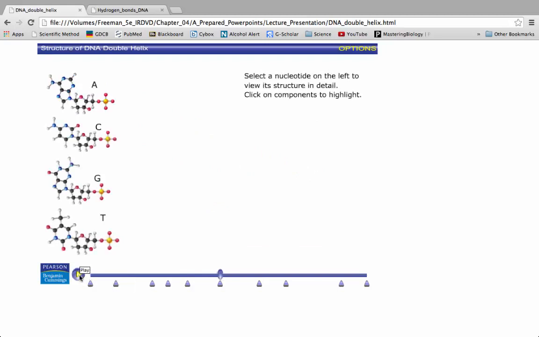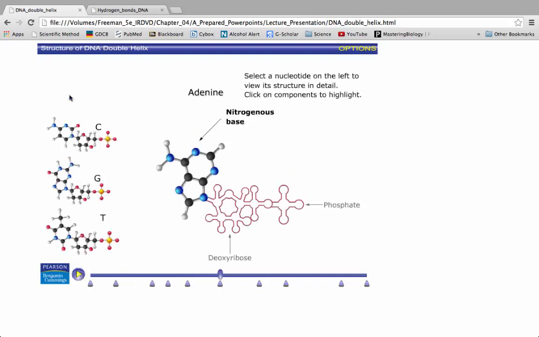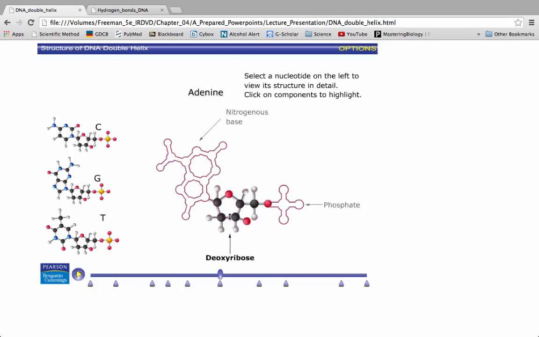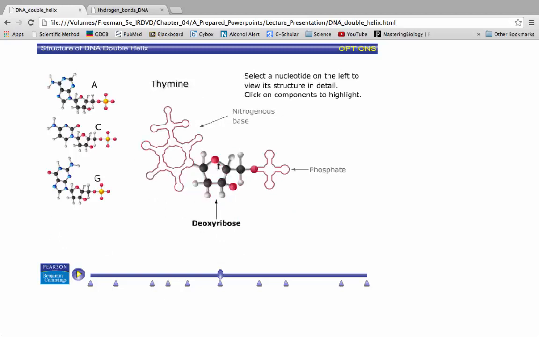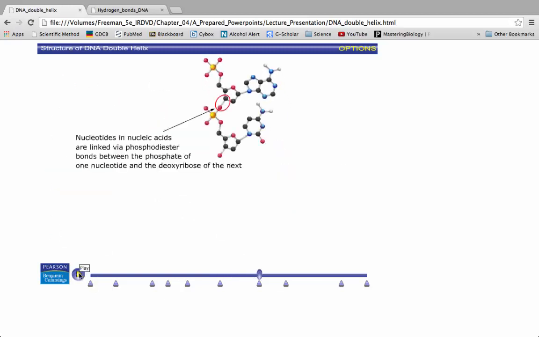Let's look at one purine and one pyrimidine. Let's start with a purine. This nucleotide is composed of a nitrogenous base called adenine, a deoxyribose sugar that is attached to the nitrogenous base, as well as a phosphate group. Let's look at T here. This is the base thymine, which is attached to deoxyribose, which is then linked to a phosphate group. Now these nucleotides come together to form phosphodiester linkages, which are bonds that form between the phosphate group of one nucleotide and the deoxyribose sugar of the next.